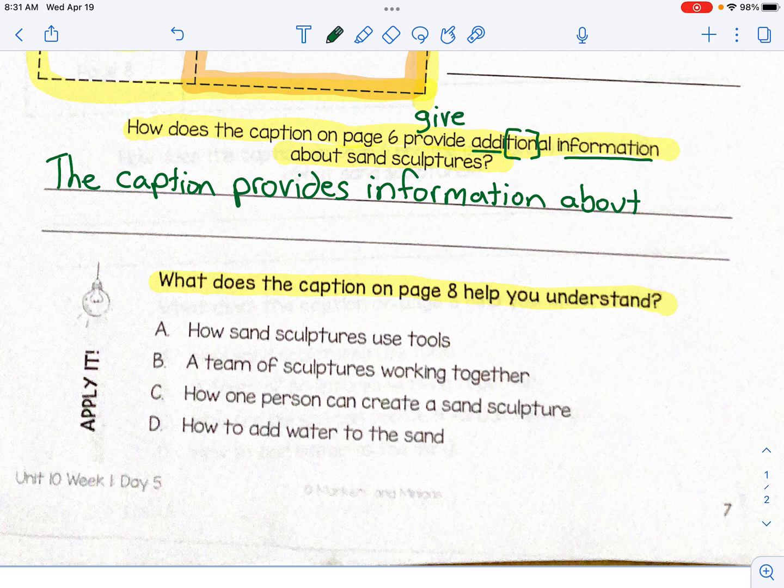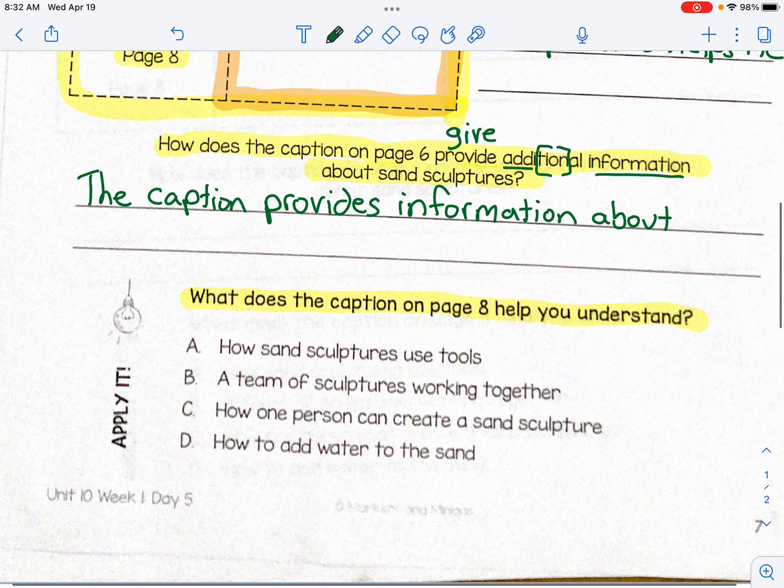And the last one, letter D. Is the caption on page 8 helping us understand how to add water to the sand? If it is, you put a check. If it isn't, put an X. Okay, what was your final answer? Go ahead and circle it, and you are done with the page.